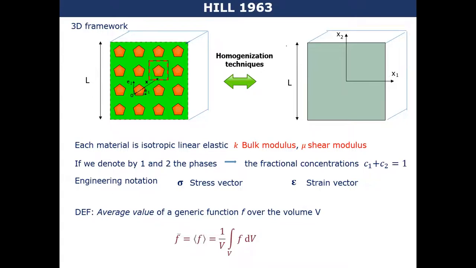Each material is, as I said before, isotropic, linear, elastic, so characterized by a bulk modulus and a shear modulus. And the two materials are denoted by number one or two for distinguishing the two phases. And also he defined fractional concentrations, C1 and C2, for the two phases. Not important if phase one is the matrix or is the inclusion.